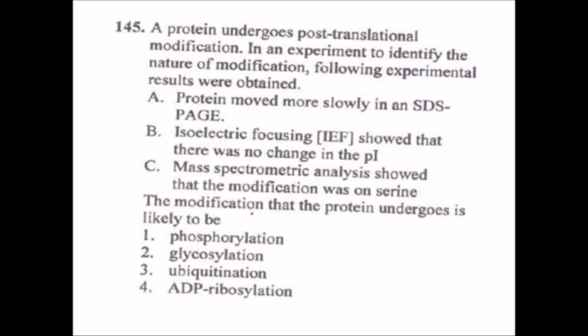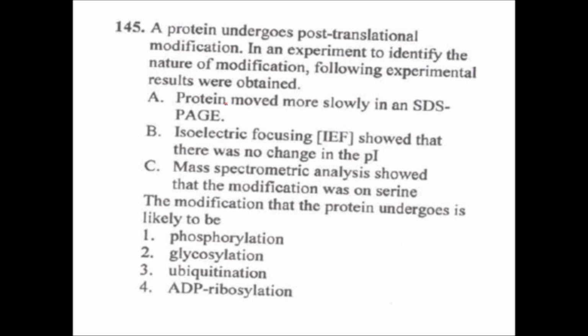Last question of part C: a protein undergoes post-translational modification. In an experiment to identify the nature of the modification, the following experimental results were obtained. One, the protein moved more slowly in the SDS gel, while isoelectric focusing shows that there is no change in pI. Mass spectroscopic analysis showed that the modification was on serine.